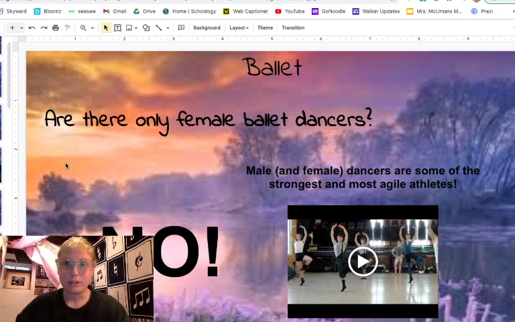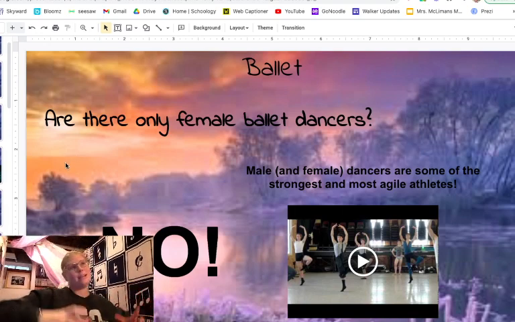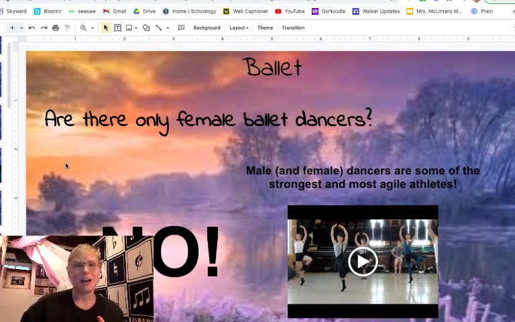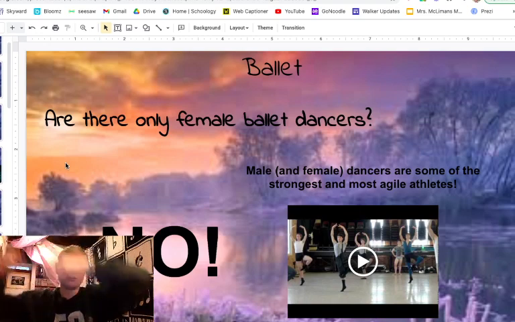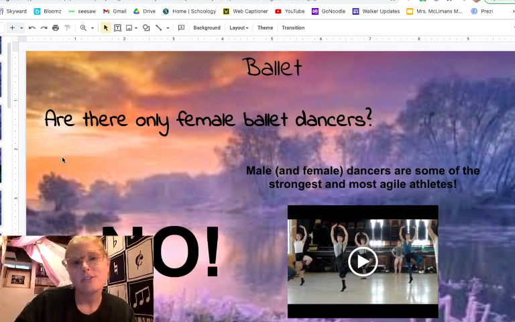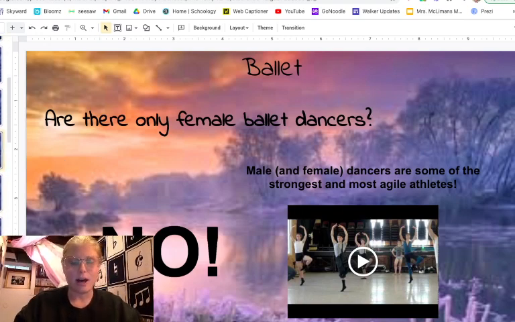Well, the answer was, hopefully you got it, that the men have to do lifts. And that means that even though they're dancing and doing the same hard technique and same hard dance moves as the women ballet dancers, not only do they have to do that, but they have to have the strength to lift up the female ballet dancers straight up into the air. So it's very, very tricky. It takes a lot of muscle and a lot of coordination.